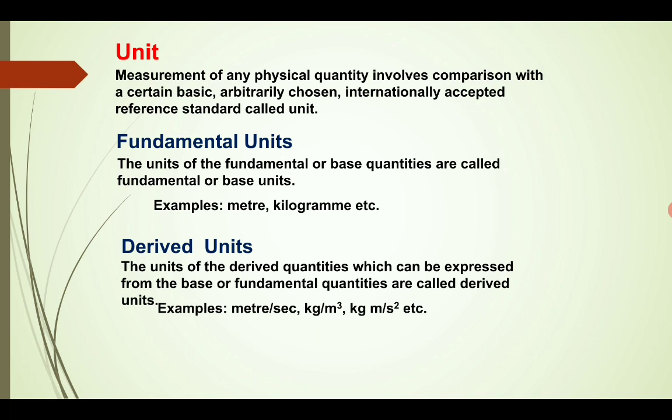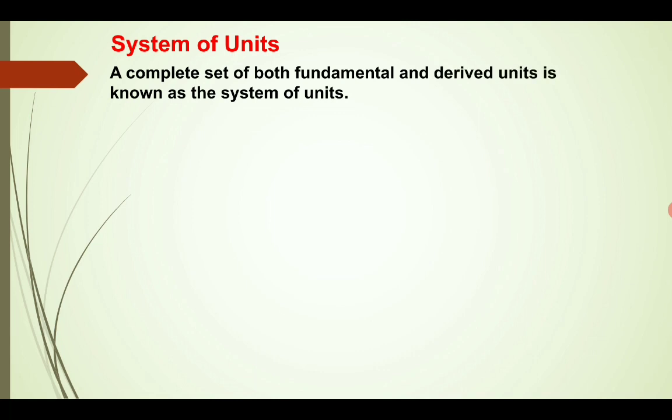So we are having separate units for the physical quantities, for each and every physical quantity, whether they are the fundamental or the derived. Now, in order to define or explain both the fundamental and derived units, we need some system of units. So for that we have a system of units, and this is a complete set of both the fundamental and derived units. This is known as the system of units.